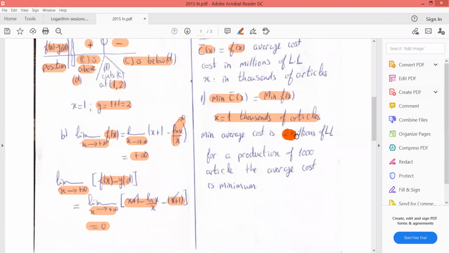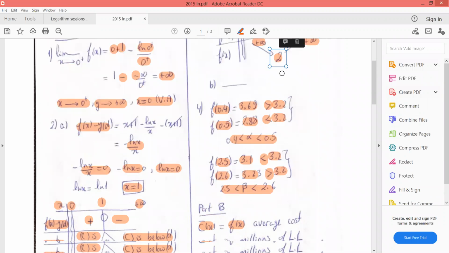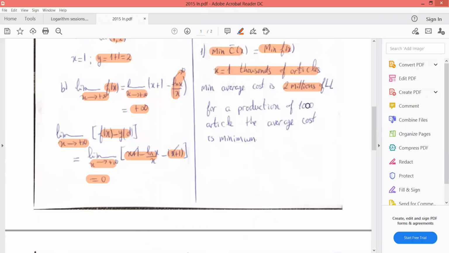From where do we get 2 millions of Lebanese lira? From this table here, this is 2. So the minimum average cost is 2 million. So for a production of 1,000 articles, the average cost is minimum.